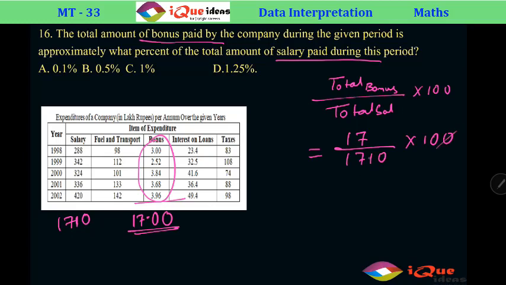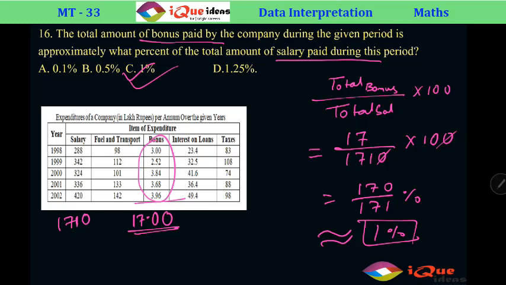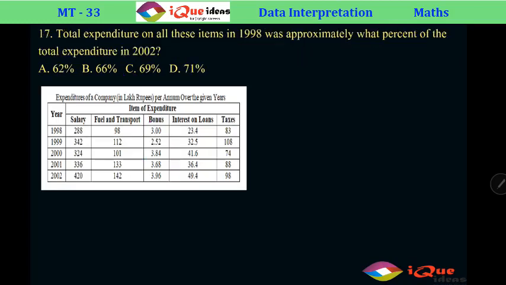I think it is very simple to see that it is 170 upon 171, which is very close to 1. So it is approximately 1% only. Look at the options. I think there is no confusion. It is the C option that is the correct answer. Alright, now let's take up the next question. The next one says the total expenditure on all these items in 98 was approximately what percentage of the total expenditure in 2002.